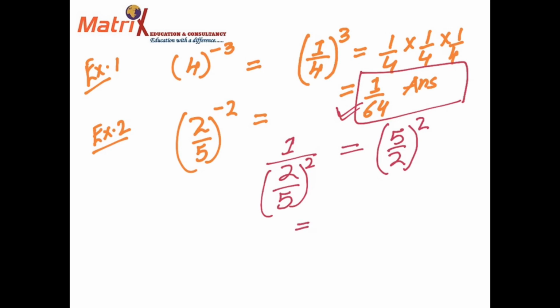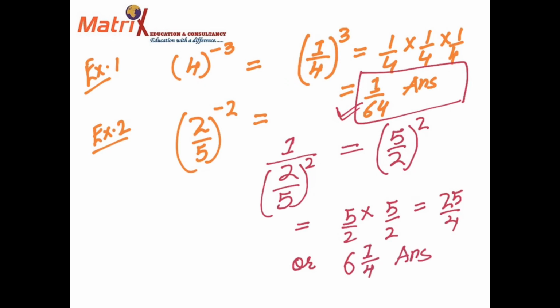Let's simplify this. We get 5 over 2 times 5 over 2, which is 25 by 4, or we can write it as a mixed number. It will be 6 and 1 over 4, and that's my answer.